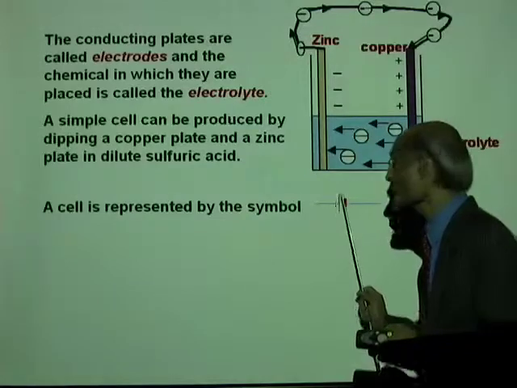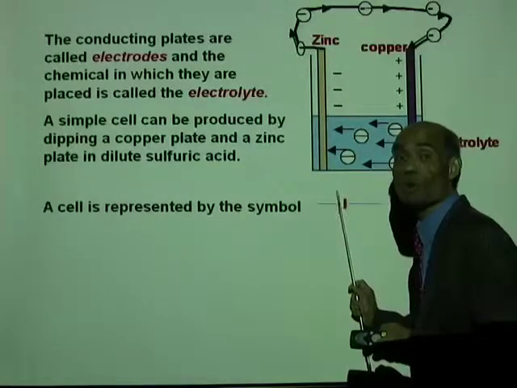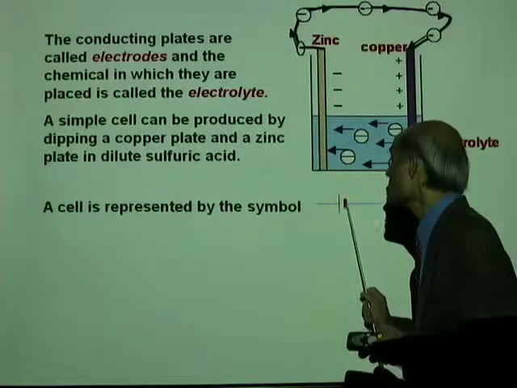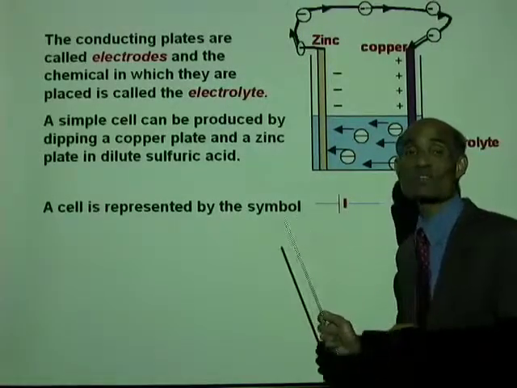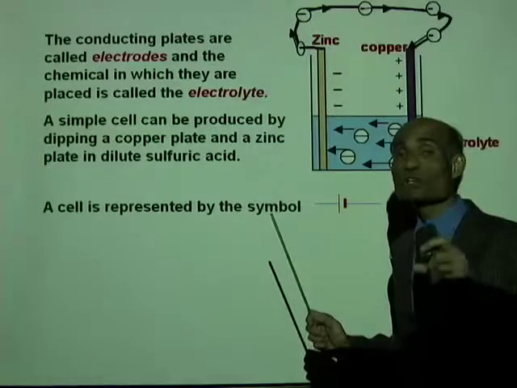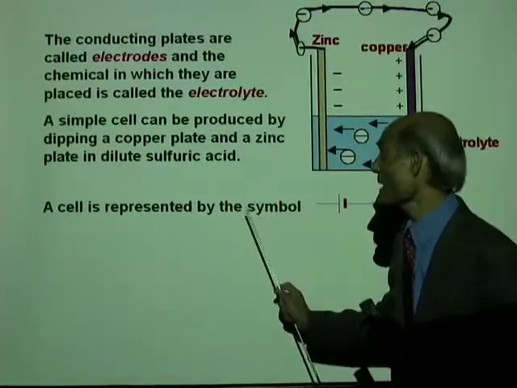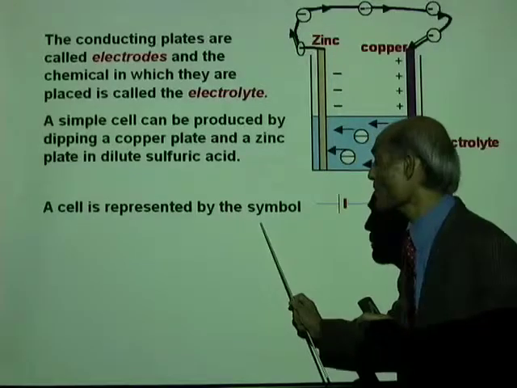Look at the symbol for the cell. The positive pole of the cell is the long thin line, and the negative end of the cell is a short thick line. Now don't confuse it with the capacitor notation. What is the symbol for a capacitor? Just two parallel lines.